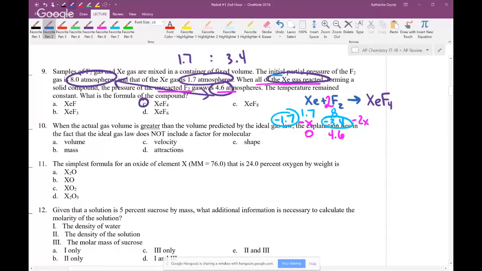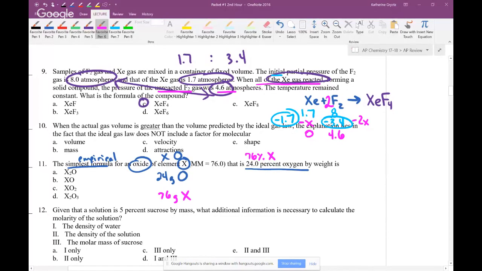So simplest formula. Empirical formula. That's empirical formula again. And then we're doing an oxide of element X, so we're going to have X and O's. This is very similar to question 6, I think. It says 24% oxygen, so we have 24 grams of oxygen, and then you have to figure out what the rest is. Well, that happens to be 76% of X. And it says the molar mass is 76. Right, X is 76, so they kept that really easy.